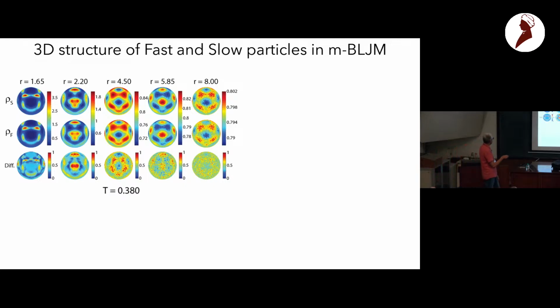This is at t equal to 0.38, which is well below the mode coupling temperature. So this is the density map for the slow, this is the density map for the fast as a function of distance, and this is the difference field. The first thing that you see is that both the fast and the slow have the same symmetries. What is changing is the intensity of the signal, which is what you see here.